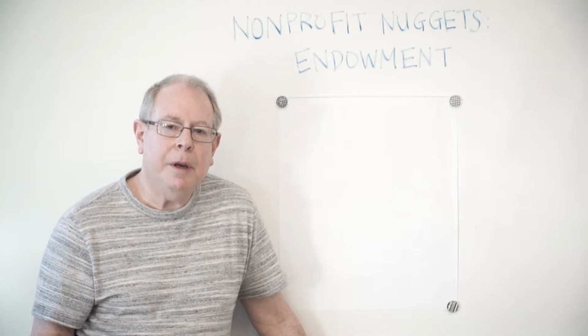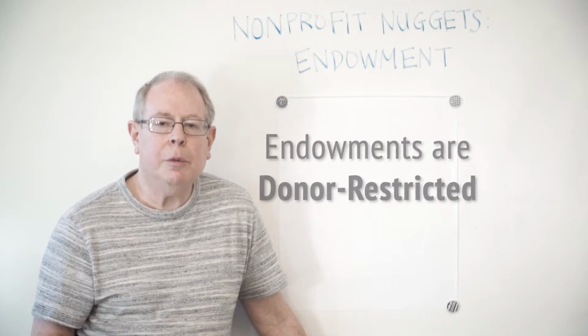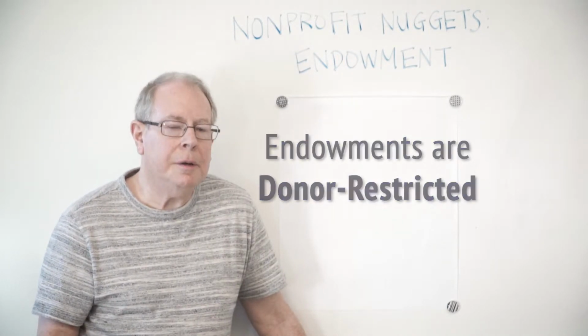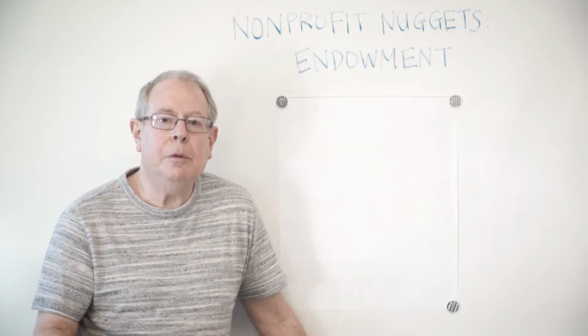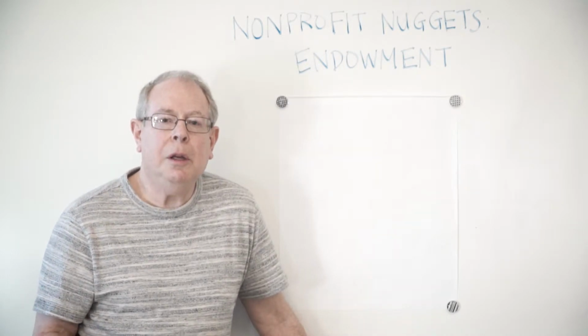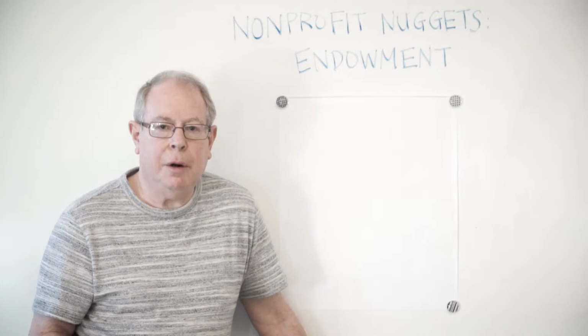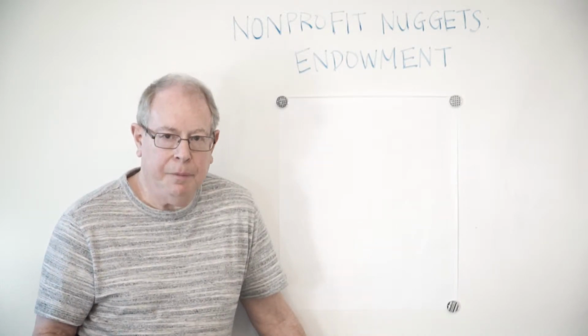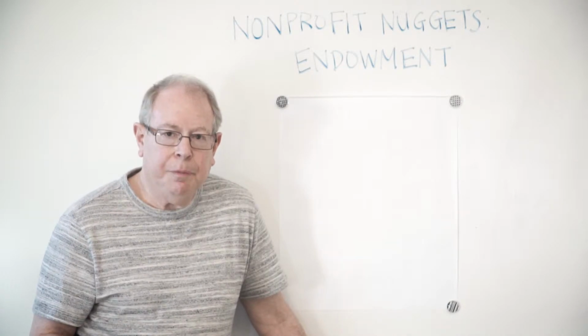An endowment, by definition, is money that is donor restricted. That is to say, a donor gives a nonprofit organization some money that says you can never use this actual money. The only thing you can use is the interest that this money generates. And that is in perpetuity. You can never use that money. So that's what an endowment is, basically.